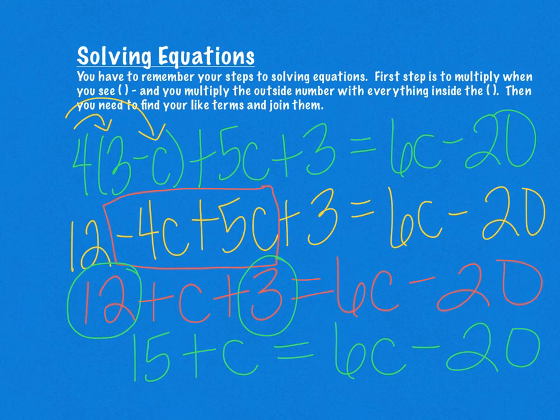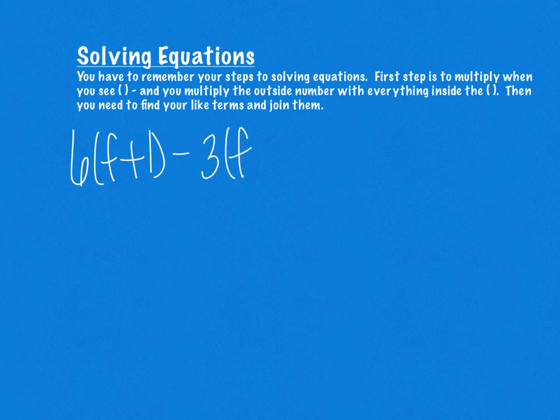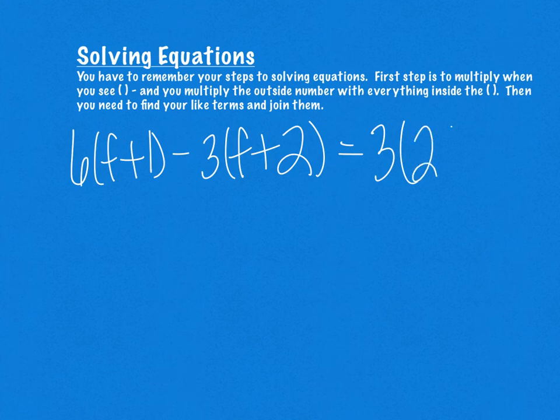I'm going to do one more with you. Okay, this problem is the number 3 or the number 9 from our homework, and it's written with c parentheses f plus 1 minus 3 parentheses f plus 2, close parentheses, equals 3, parentheses, 2f plus 3, close, plus 6.